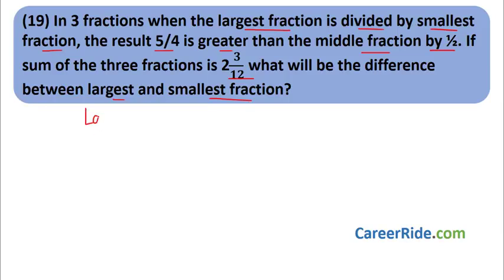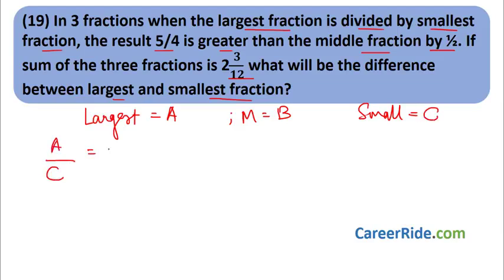Let the largest fraction be A. Okay, this be the largest fraction. Let the middle fraction be B and let the smallest one be C. Okay, what have they given? When the largest is divided by smallest, the answer is 5 by 4. Okay, so what do we get? A is 5 by 4 times of C.